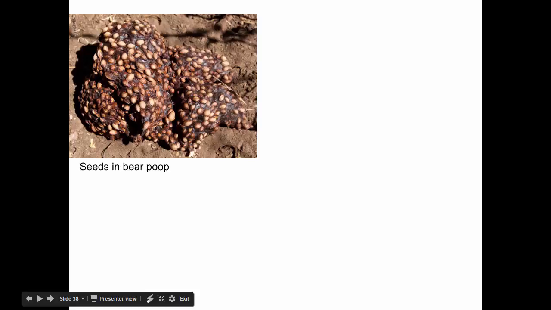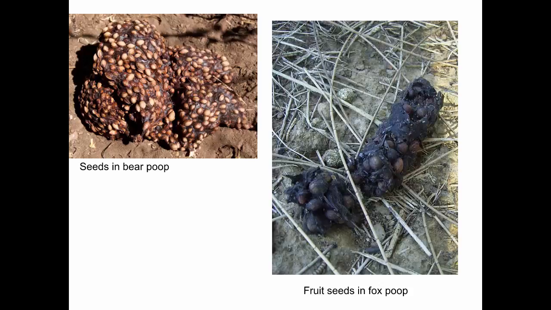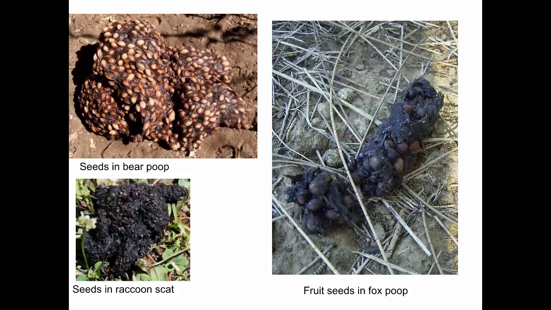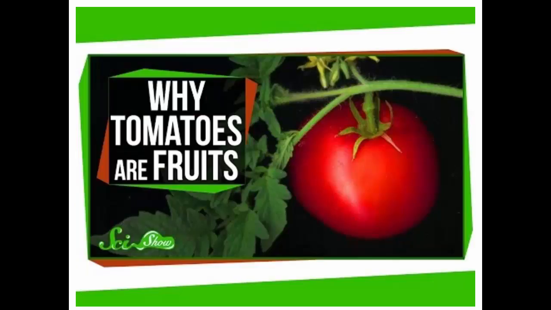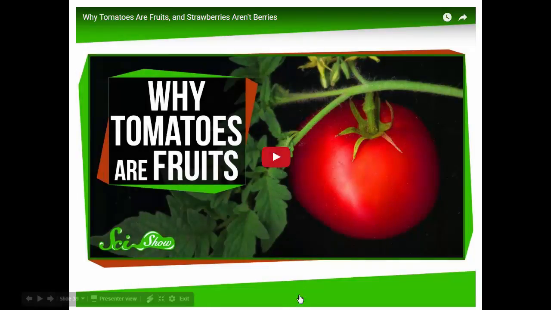There's some bear poop. Ew. That bear was eating a lot of probably berries, and those are all seeds inside of that. There's a fox poop. Why are you showing us poop? There's some raccoon scat. Yeah, scat is poop. Wait, why do we have to look at these? We just ate lunch. That's all right. So you can see how these seeds are dispersed. All right, we'll watch this at the end of class as well.